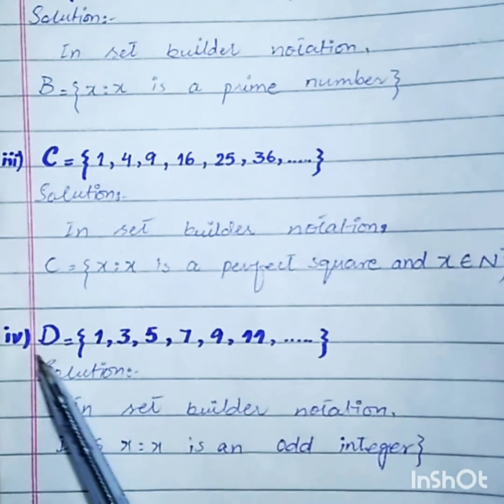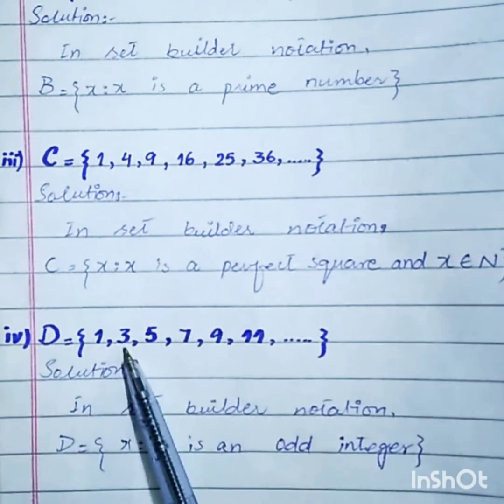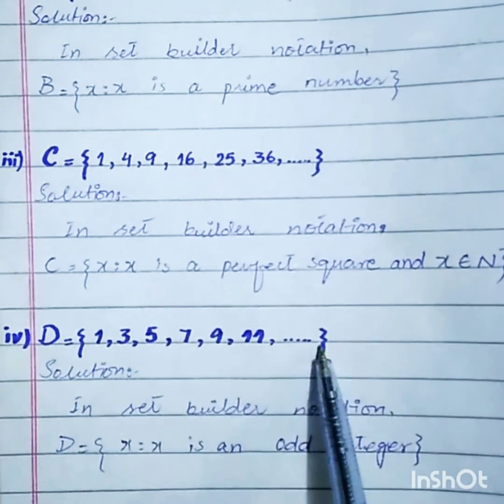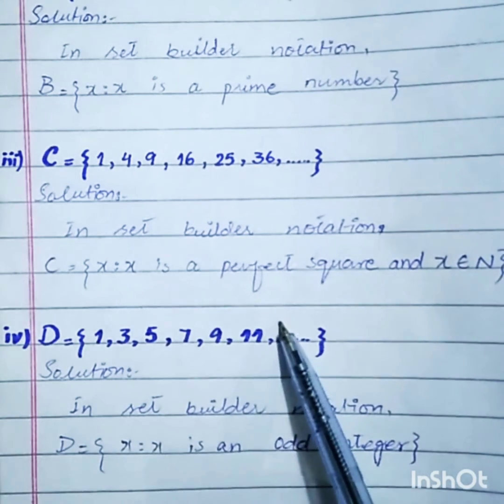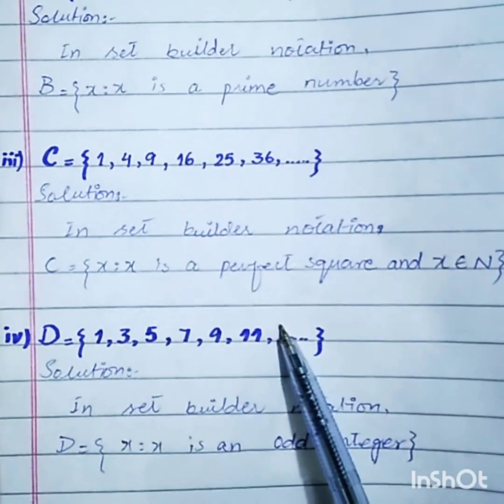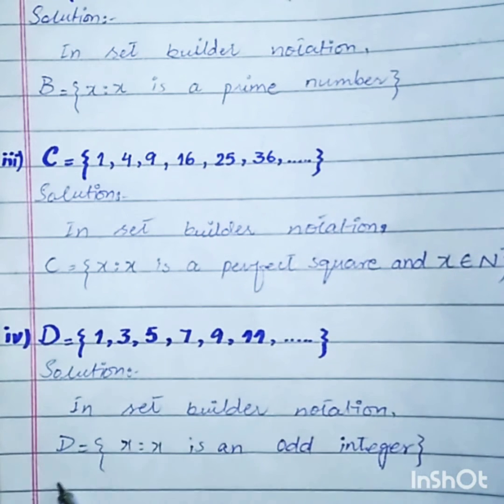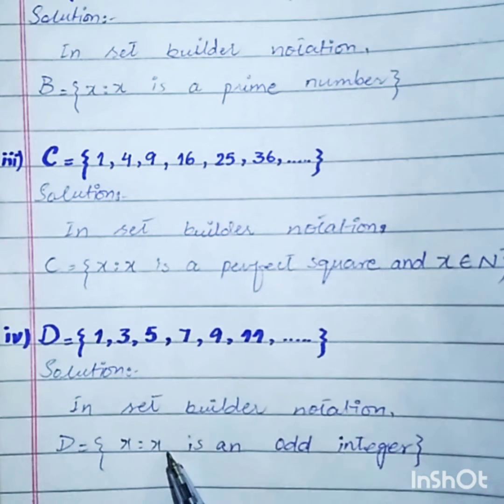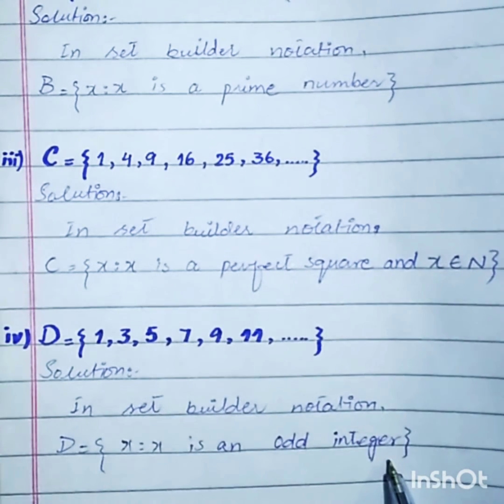Part number 4 is D is equal to the set 1, 3, 5, 7, 9, 11 and so on. These are the odd integers, so in set builder notation we can write it as D is equal to the set of all x such that x is an odd integer.